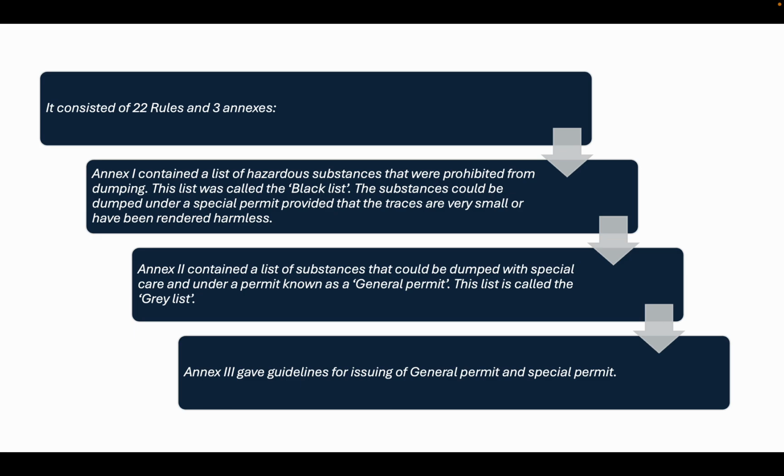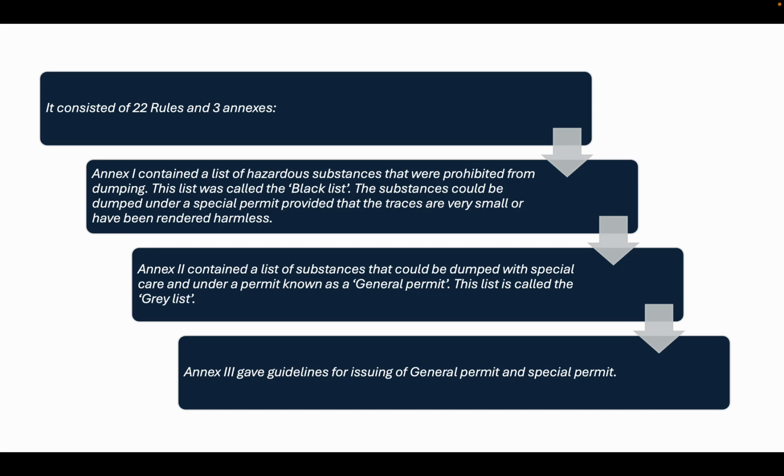And Annex 2 contains the gray list. The substances in the gray list are not that hazardous compared to the blacklist in Annex 1. So they can be dumped with special care and under a permit known as a general permit. To throw the items in the blacklist, you need a special permit, and the items in the blacklist are hazardous substances and they are prohibited.